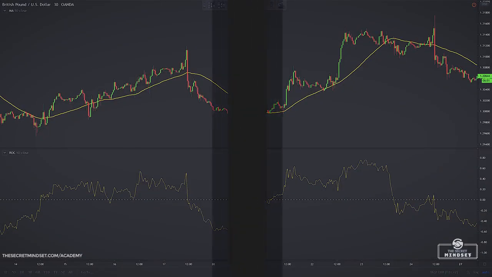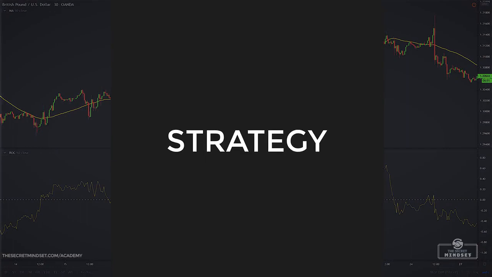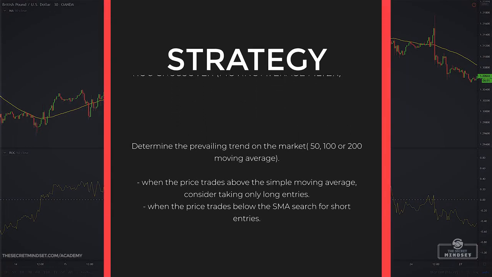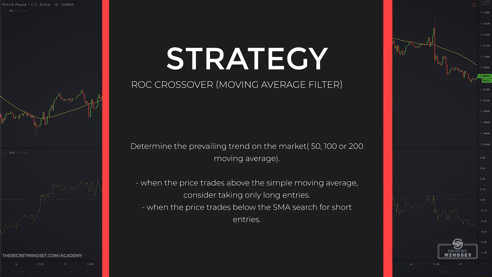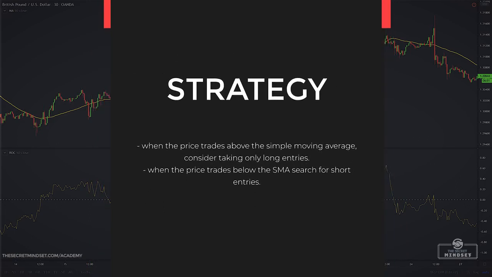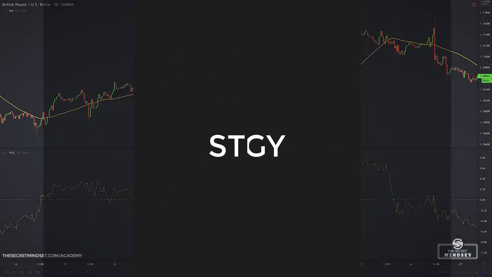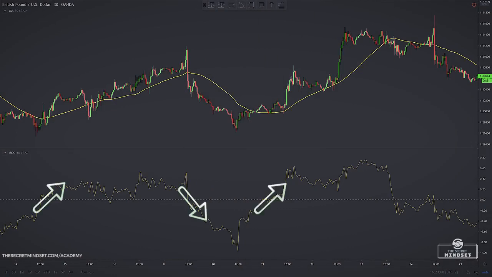The first step is to determine the prevailing trend on the market. You can use the classic moving averages like 50, 100 or 200. In this example, I opted for a 50-period simple moving average. When the price trades above the 50-period simple moving average, consider taking only long entries. And when the price trades below the 50-period SMA, search for short entries.